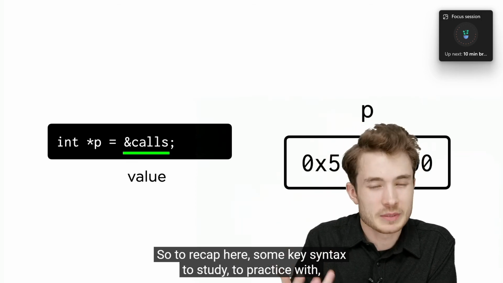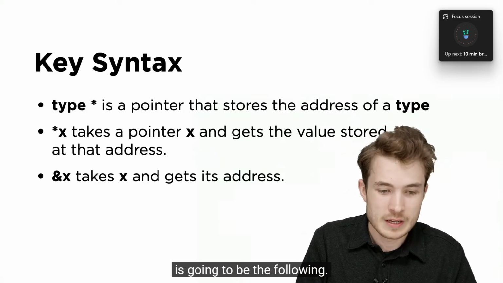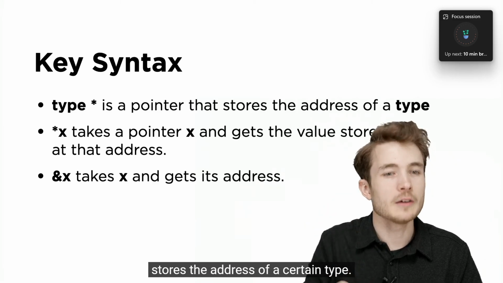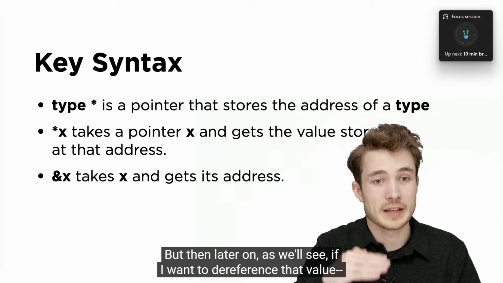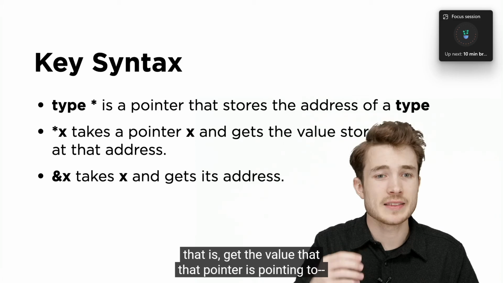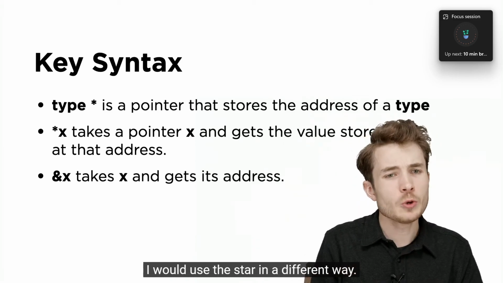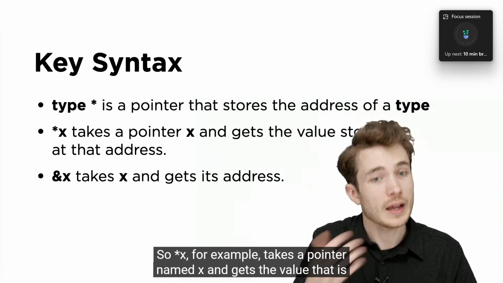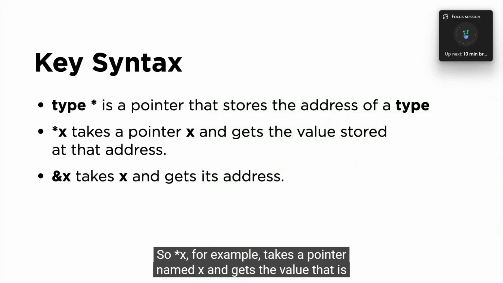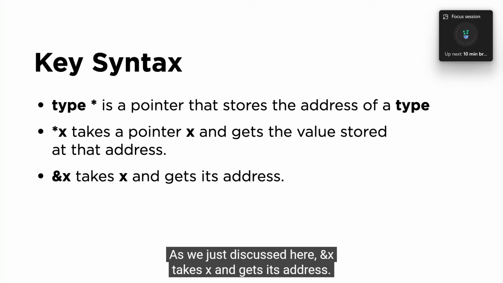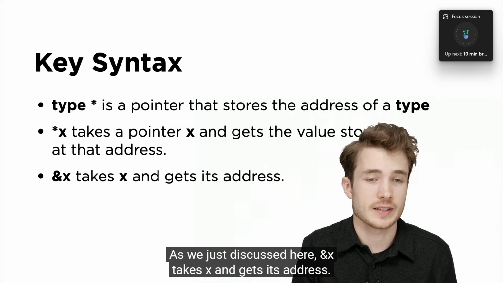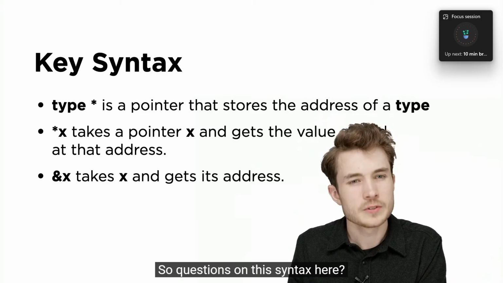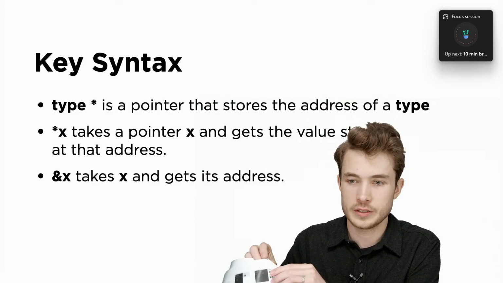So to recap here, some key syntax to study and practice with is going to be the following. You could say that type space star is a pointer that stores the address of a certain type. But then later on, as we'll see, if I want to dereference that value, that is, get the value that that pointer is pointing to, I would use the star in a different way. I would say star, and then the name of that pointer. So star x, for example, takes a pointer named x and gets the value that is stored at that address. As we just discussed here, ampersand x takes x and gets its address. Ampersand for address, or A for A in this case. So questions on this syntax here.